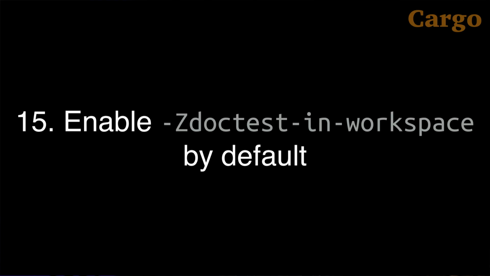Number 15. The -Zdoctest-in-workspace flag is now enabled by default. This just means that when documentation tests are run across an entire workspace, the working directory is set to the package that the doc test belongs to when it is run, making it so that any external files a test tries to reference are in the same relative position no matter what directory you're in when you start running all the tests across the workspace.